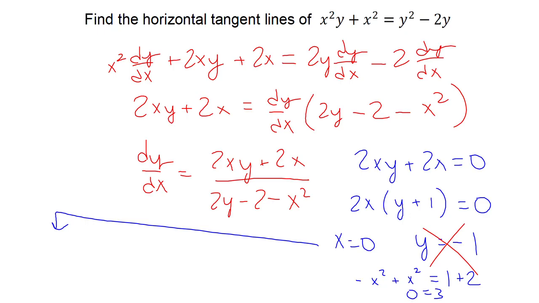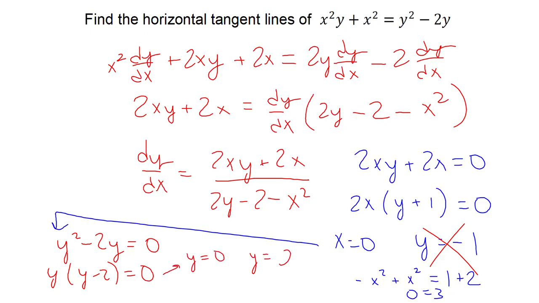Then we'll plug in x equals 0. When we plug in x equals 0, the whole left side of our original equation is just equal to 0. So we really just get y squared minus 2y is equal to 0. If we factor out the y, we get y times (y minus 2) is equal to 0. Or we get y equals 0, and we get y equals 2. So those are the coordinate pairs (0, 0) and (0, 2) that satisfy that equation.